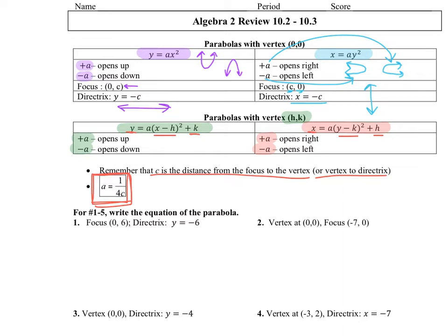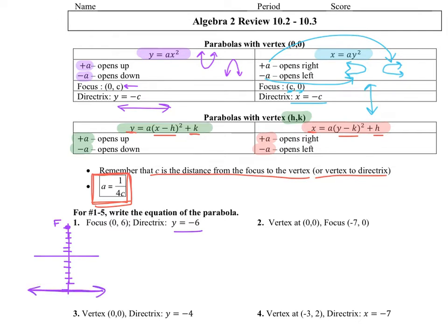So this first question, to write the equation of the parabola, we can do a visual if you want to see it. Okay, think about a focus of (0, 6). So 1, 2, 3, 4, 5, 6 would be our focus. And the directrix is y equals negative 6. So negative 6 for our y would be down here. y equals, that's the horizontal line.